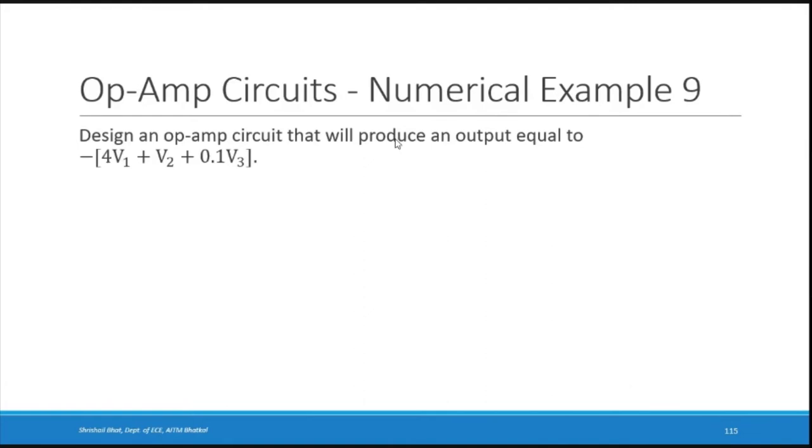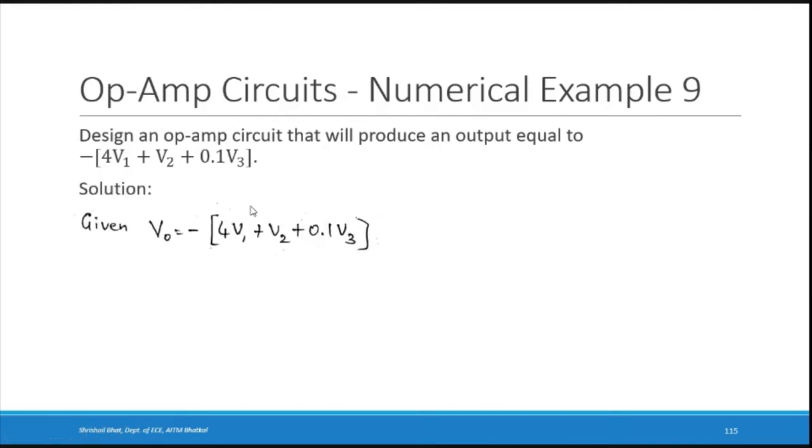So here, you are asked to design an op-amp circuit that will produce an output equal to minus of 4V1 plus V2 plus 0.1 V3. How to design this circuit? So here it is not given whether it is an adder, inverting summing amplifier, nothing like that. Nothing is mentioned in the question. Just by looking at the expression of output voltage, you should be able to decide that this is a 3-input inverting summing amplifier, right? It's a 3-input inverting summing amplifier because there is a negative sign and there is a sum of V1, V2, V3.